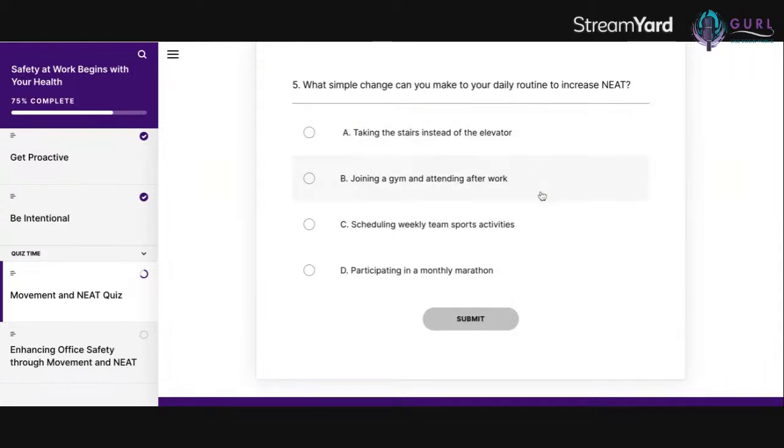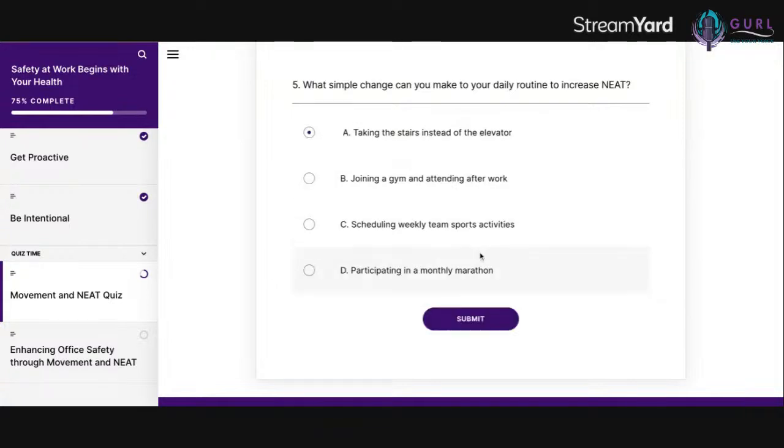B, joining a gym and attending after work? C, scheduling weekly team sports activities? Or D, participating in a monthly marathon? What is your answer? All right. It is A.